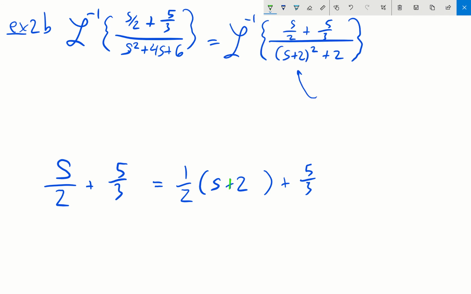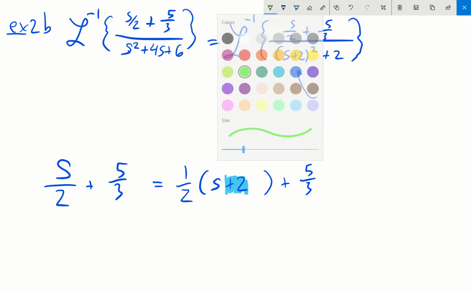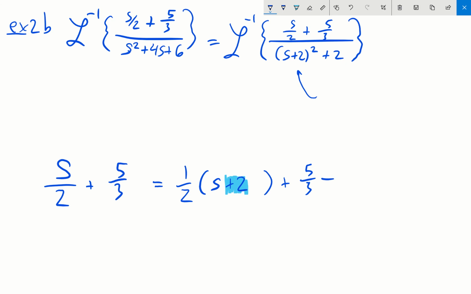Now that plus 2 that we just added, we have to account for the fact that we can't simply add coefficients to this. If I add a 2, then over here I'm going to have to subtract a 2 as well. But I didn't really add a 2. We actually added half of 2, which is 1. So essentially I've added 1 to this expression, which means I need to subtract 1 over here. So this is 1/2 times (s plus 2), and then 5/3 minus 1, getting common denominators, gives us 2/3.